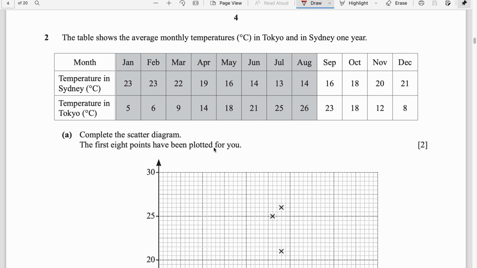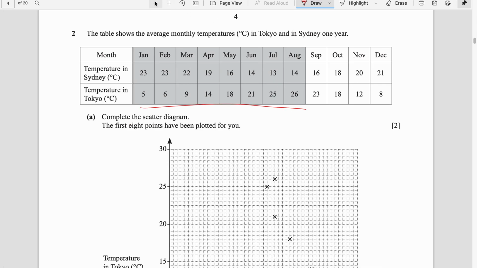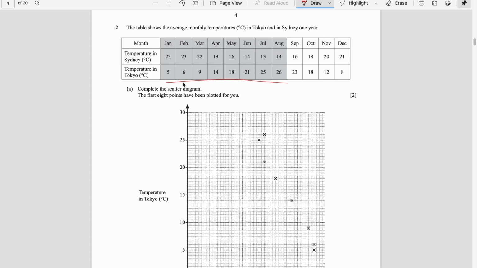Question number 2. The table shows the average monthly temperature in Tokyo and Sydney in 1 year. Months are given, temperatures are given. Complete the scatter diagram. The first 8 points have been plotted. So we have to plot the remaining 16. Let's zoom out.